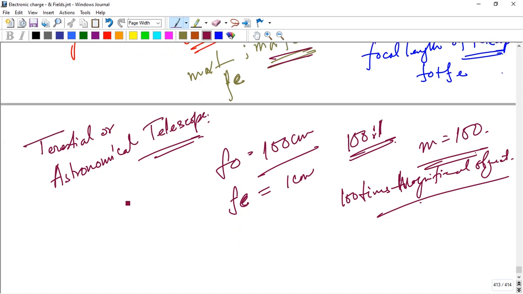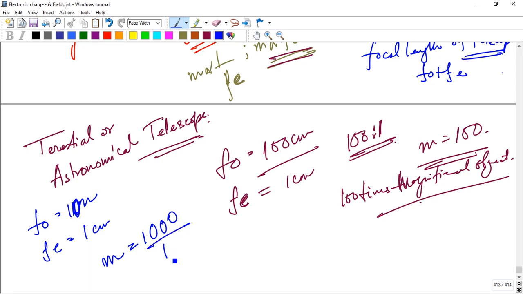If it is a good telescope, f naught is 1 meter and fe is, suppose, 1 centimeter. Suppose we get 10 meters for f naught, then 10 meters by 1 centimeter is 1000 by 1, so the object is magnified 1000 times.